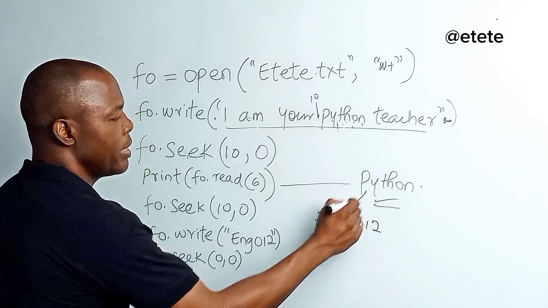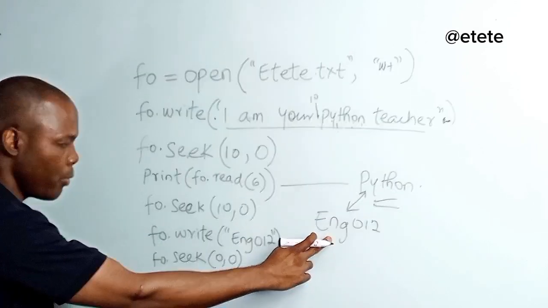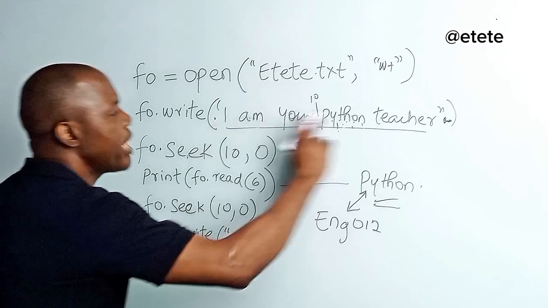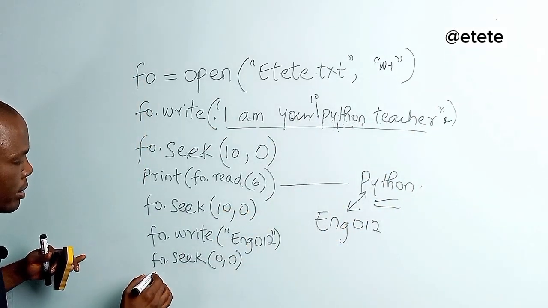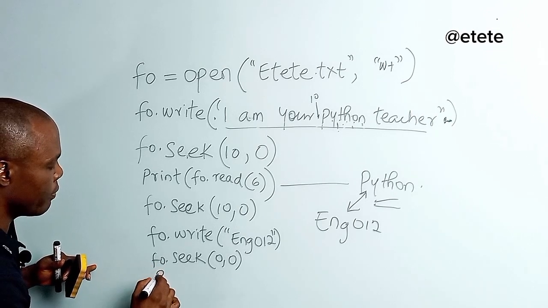EN012 will replace this one. This one will be replaced with this. Now I want you to read out everything for me. So I will now say fo, and I want to print it out. So I'll give it to the print function.